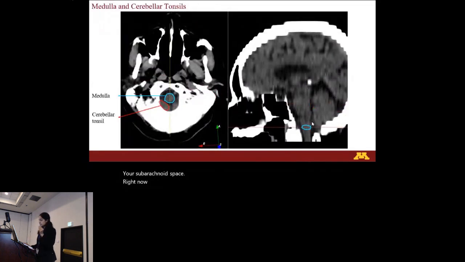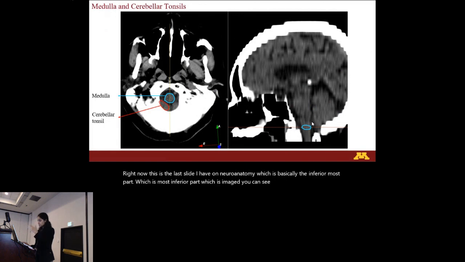Now, this is the last slide I have on neuroanatomy, which is basically the inferior part, which is imaged. You can see the medulla, which later becomes your spinal cord, and you can also see the cerebellar tonsils. In a normal brain scan, you're not going to see the cerebellar tonsils crowding the region, and you'll see more space. And this is also from a normal scan, and this is normal anatomy.